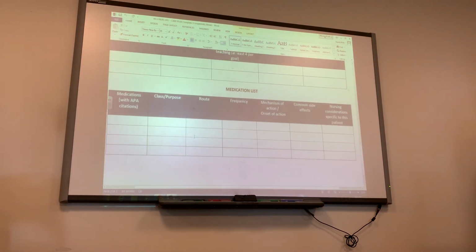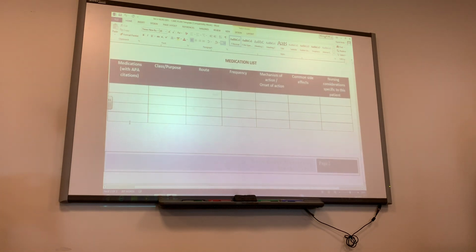The last part of this documentation is your medications. You will need your drug guide to do this. Again, your medications, and you will need your drug guide to do this. Okay?